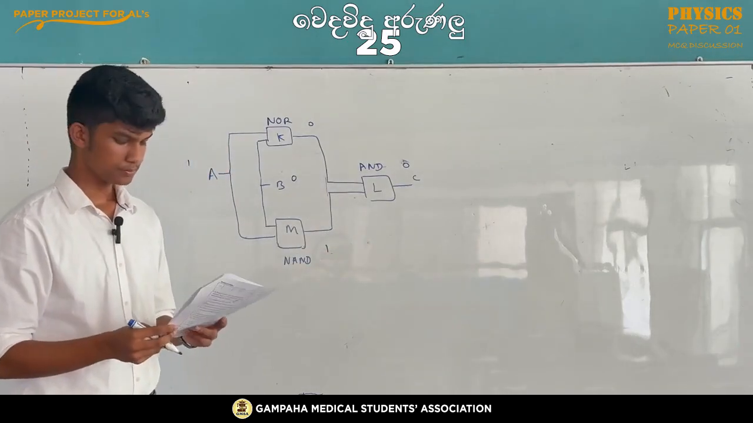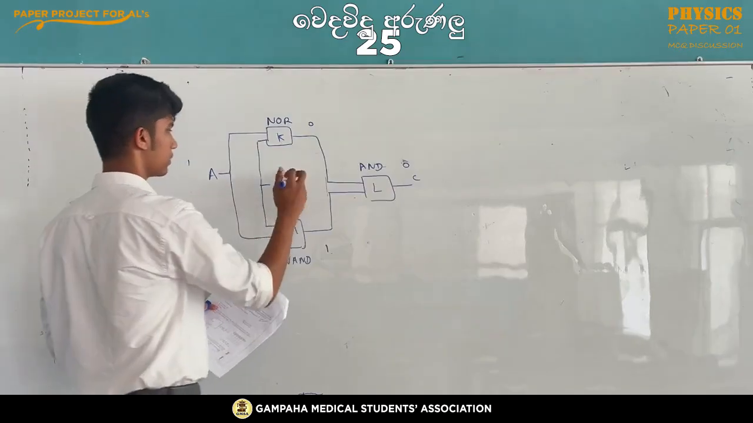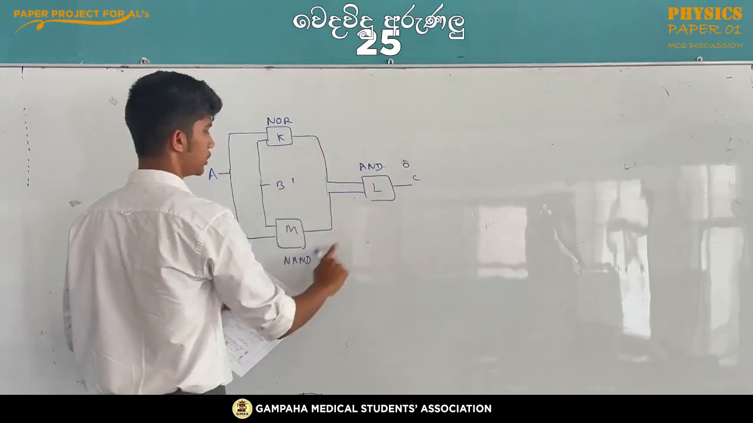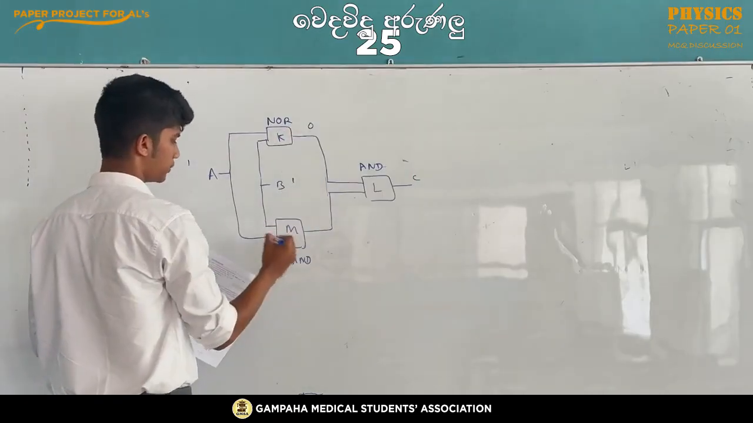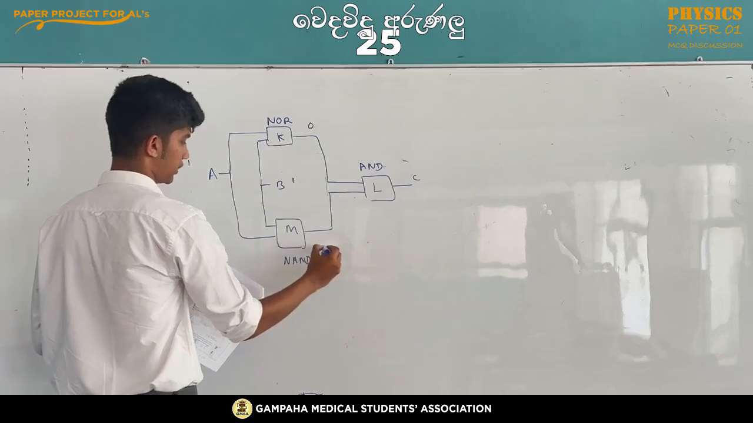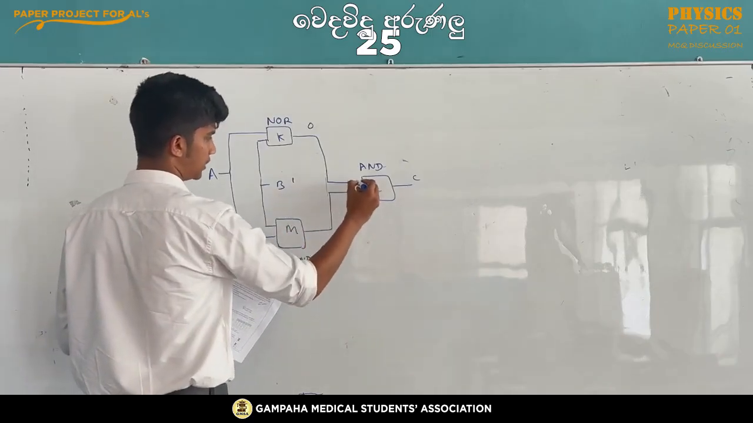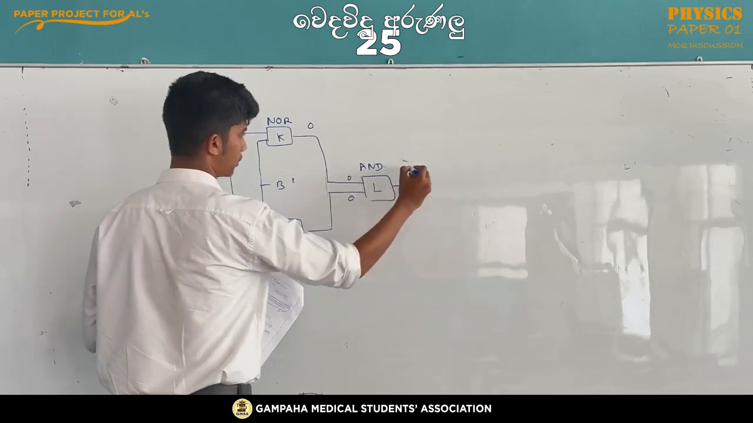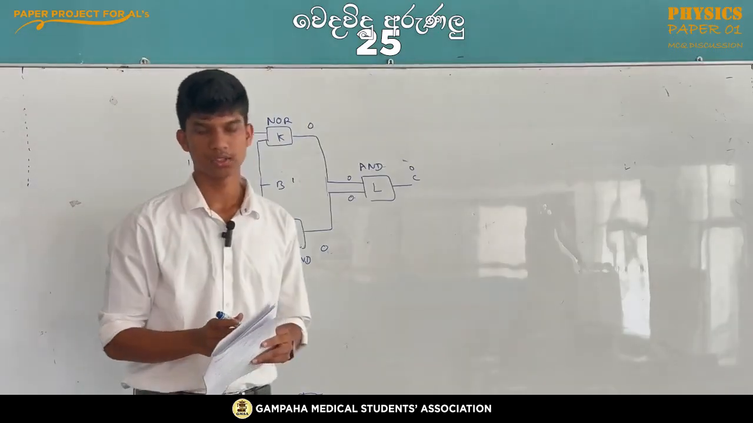Coming to the fourth row, they have given both inputs as 1. When both the inputs are 1, the output at K will be 0 and the output at M will be 0 as well. Since both the inputs at L are 0, the output will also be 0. So then the first answer is the correct answer.